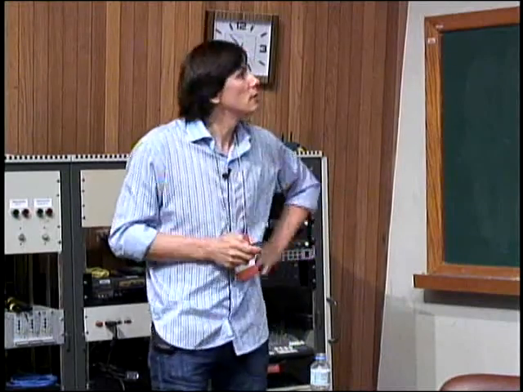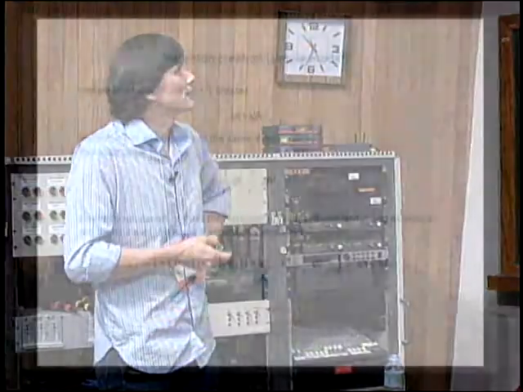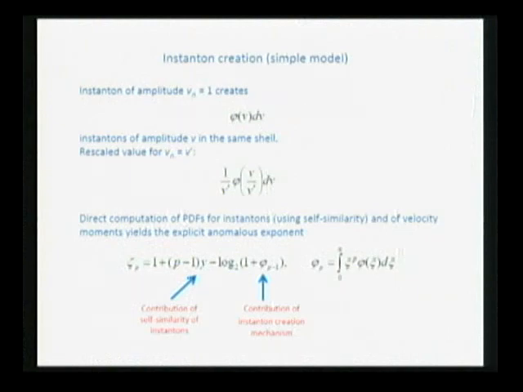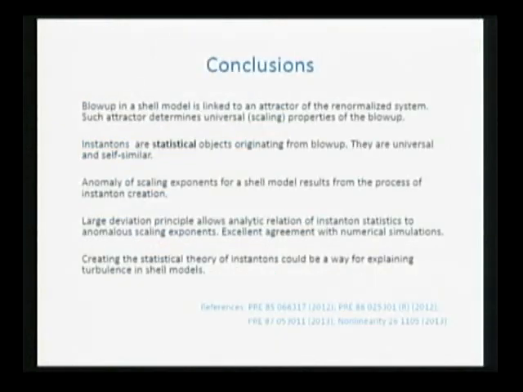So that's the idea. Well, I think I finished. So I will probably repeat the main messages. First of all, the blow-up in the shell model is linked to an attractor of an anomalized system. So it works so far for most shell models, so we really can determine the blow-up by this attractor.